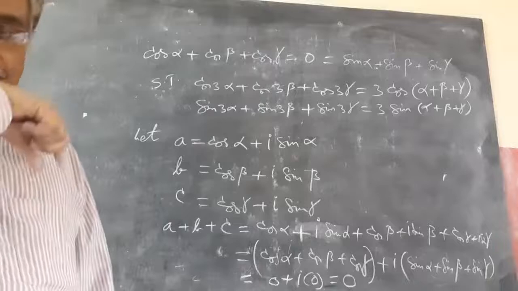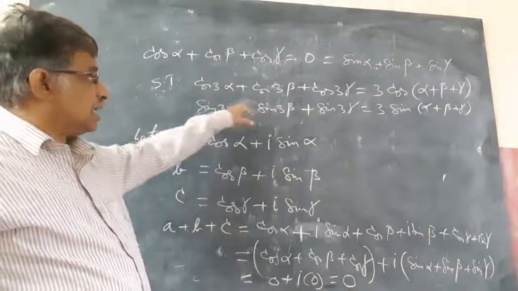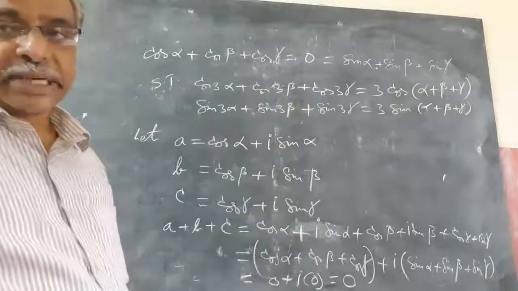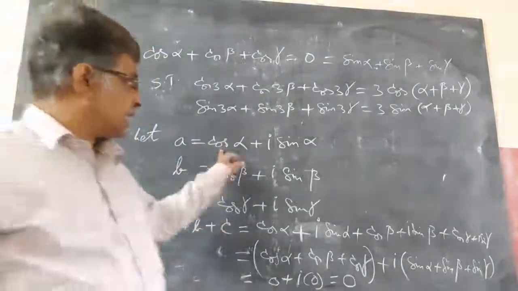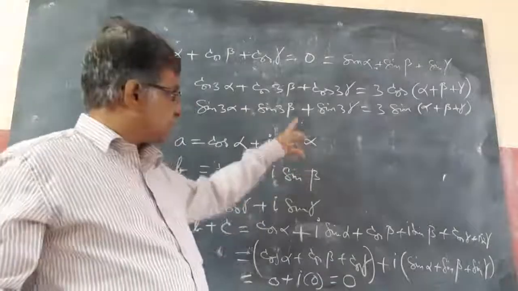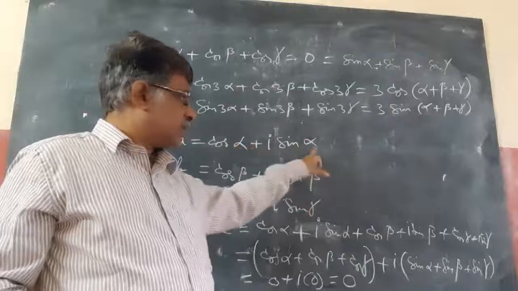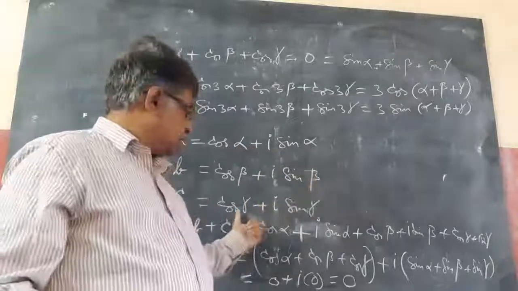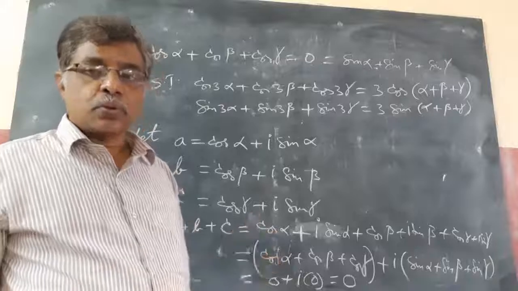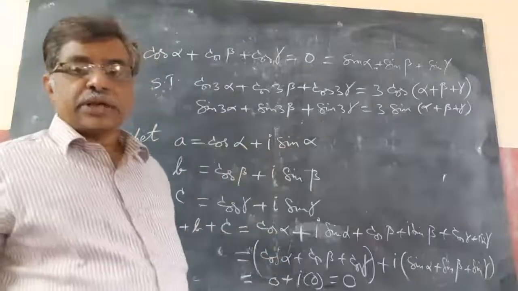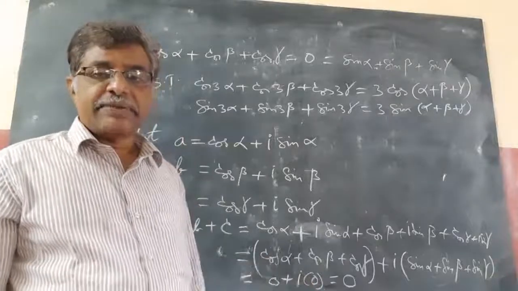Why am I doing all this? Because he is asking to prove the result for cos 3 alpha, cos 3 beta, cos 3 gamma. Means I need the cube, cos alpha plus I sin alpha whole cube. Then De Moivre's theorem makes 3 alpha, 3 beta, cos 3 gamma, sin 3 gamma, like that. So to go for the cubes identity, I am finding A plus B plus C first. It is giving me 0.